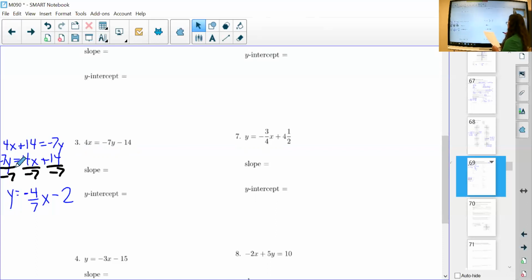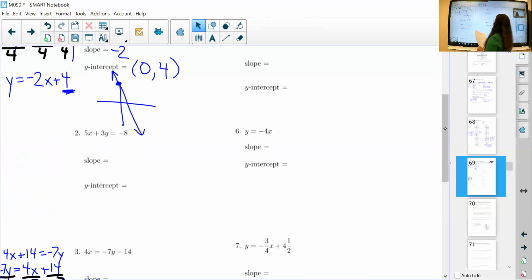So 7, let's look at number 6 actually. Number 6, I have y equals -4x. Well, where's my constant term? Well, I don't have it. So how do I figure out the y-intercept? Slope I can get, that's just -4. But the y-intercept, 0, something. What number am I adding to this? Nothing, right? And I could even write +0 if I wanted. So my y-intercept is the origin, 0, 0.